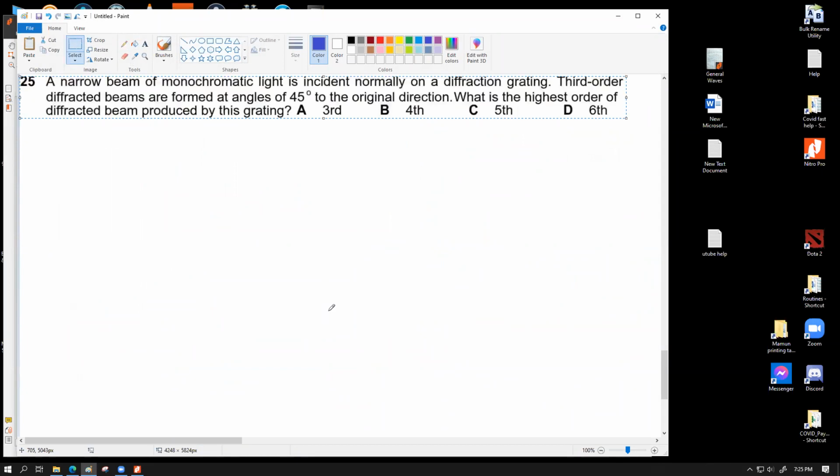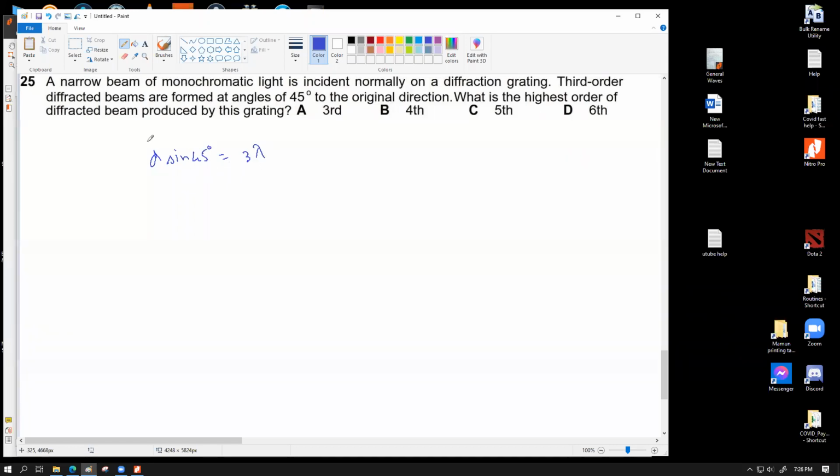The idea is they haven't given us d, they haven't given us lambda, those things are unknown for this question. So if I write the equation for the first information, I can write d sin 45 degrees equals 3 lambda. I can write this, right?